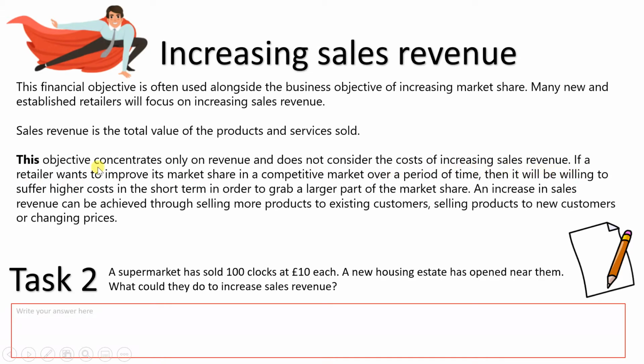If a retailer wants to improve its market share in a competitive market over a period of time, then it will be willing to suffer higher costs in the short term in order to grab a larger part of the market share. An increase in sales revenue can be achieved through selling more products to existing customers, selling products to new customers, or changing prices.